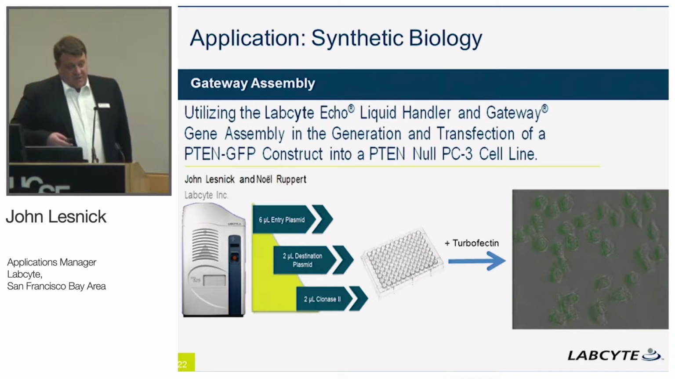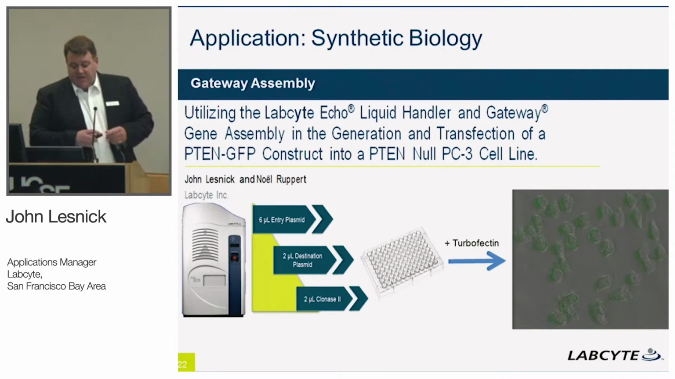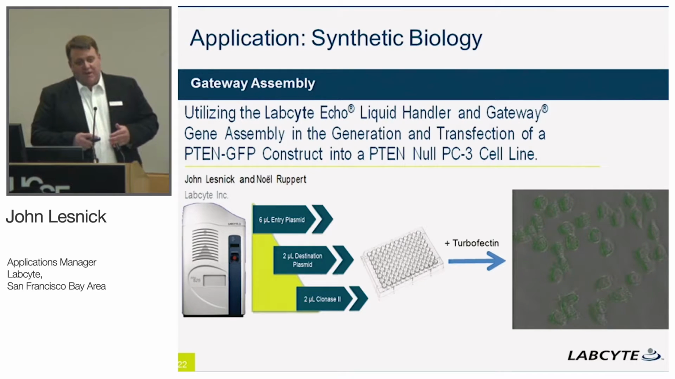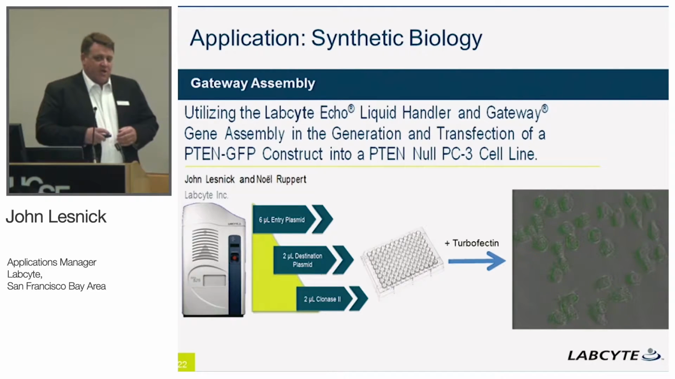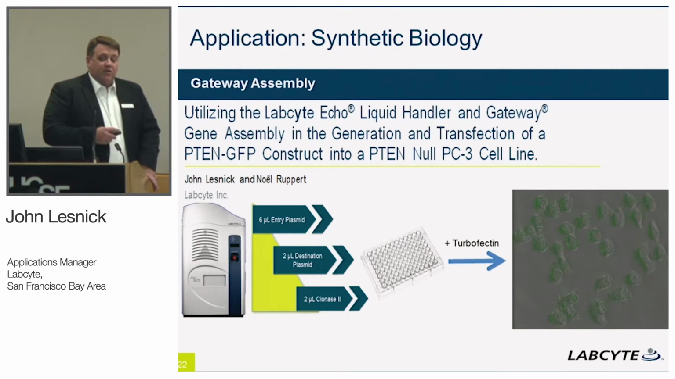Now, in terms of synthetic biology using the liquid handler and the applications that we've developed, what I did was essentially use the Echo Liquid Handler and the Gateway gene assembly. Golden Gate was done, Gibson was done, and I used Gateway in this particular case to generate and transfect a P10 GFP construct, and I put that into the P10 null PC3 line. This was very straightforward, and it was a bit of a shortcut method. It's not going to be your traditional route, but it certainly can be if you're looking for phenotypic and quick answers.